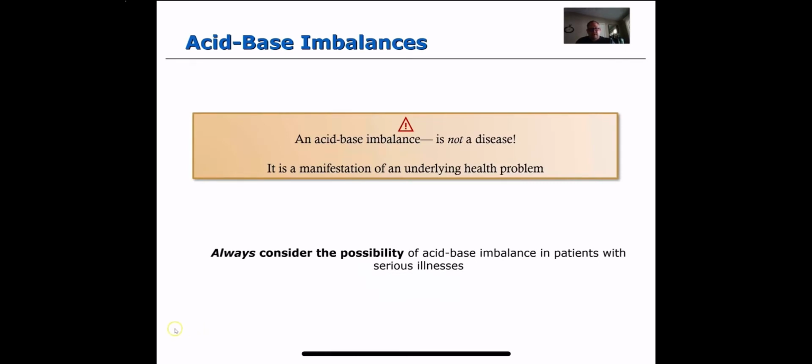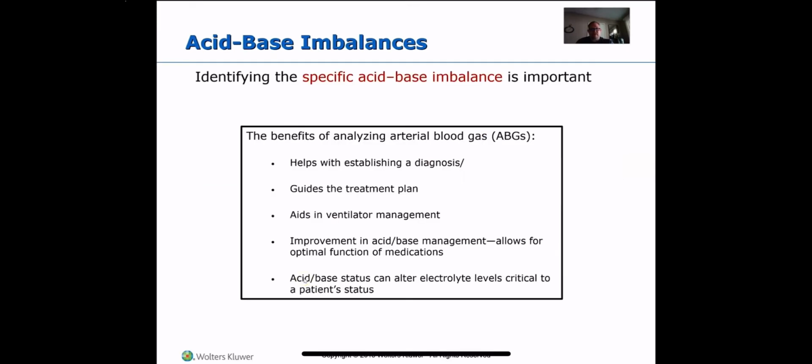An acid-base imbalance is not a disease, though. It's a manifestation of an underlying problem. For example, if someone has pneumonia and is having poor oxygen exchange, they're probably going to be in respiratory acidosis. So the acidosis isn't the disease, it's the pneumonia that's causing the acidosis. So keep that in mind. When you have a lot of patients in for different things, an acid-base imbalance can be a part of their disease process.